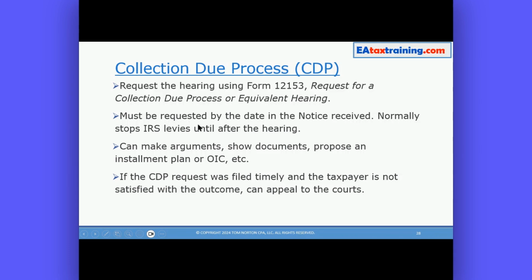Once you request that hearing, the IRS usually is going to stop any type of levies for the time being until you can have your hearing. Again, when you have that hearing, you can make your arguments, you can show whatever documents you have. You can negotiate. You can propose an installment plan, an offer in compromise, etc. And then if the taxpayer does not like the answer from this hearing, they can actually appeal to the courts as long as they followed all the rules when they requested that hearing.